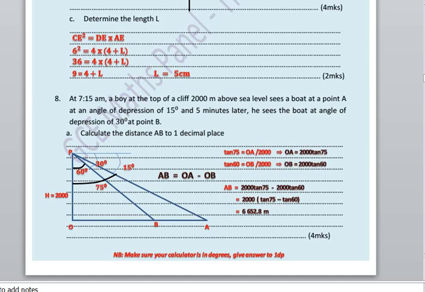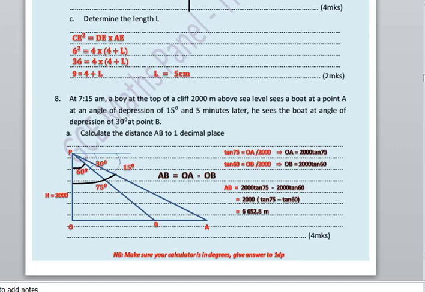So we have two triangles here which you can work with. The triangle OBP, in which one of the angles at P is 60 degrees, and the triangle OAP, in which the angle at P here is now 75 degrees. And from SOHCAHTOA, we will have tan 75 degrees equal to OA on 2000, giving us OA to be equal to 2000 times tan 75 degrees.